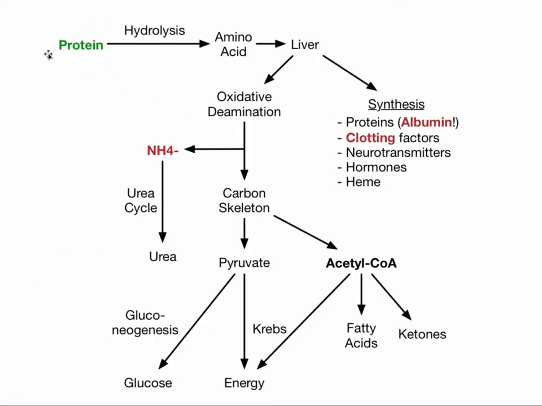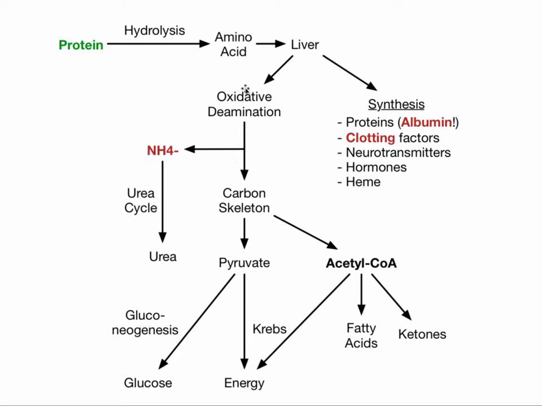Protein metabolism is particularly important in the liver. Protein is hydrolyzed into amino acids, which go to the liver and can be used for either synthesis of proteins such as albumin and clotting factors. These two are the most important, among other things. Or they can be used for oxidative deamination, where they form ammonia, which is converted to urea in the liver.